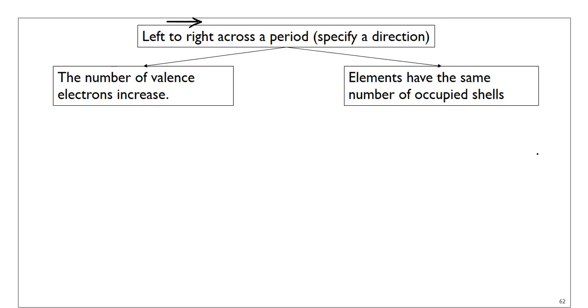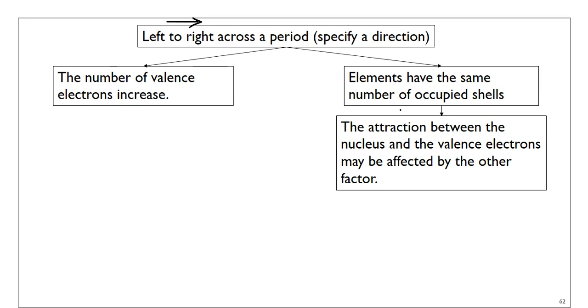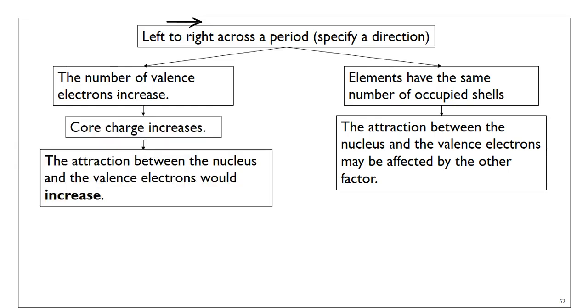But elements in the same period have to occupy the same number of shells. That is just what elements in the same period have in common, which means that the distance between the nucleus and the valence electrons will not be the same. However, they have the same number of occupied shells, so you probably cannot make a call by looking at the number of occupied shells. It's going to be the valence electrons. So if there is an increase in the number of valence electrons, that will increase core charge, which would increase the attraction between the nucleus and the valence electrons.